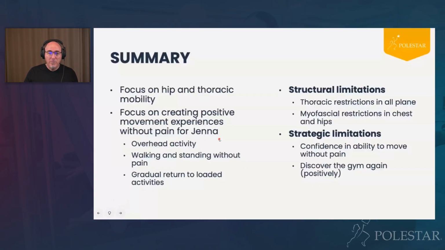All right, here's our summary, and I think this is where we'll finish up. Focus on hip and thoracic mobility, focus on creating positive movement experiences without pain for Jenna, overhead activities, walking and standing without pain, gradually return to loaded activities. You guys did such a great job of choosing all of these things. Structural limitations, thoracic restriction. This is where you guys talked about doing things like the foam roller and doing some blocked abdominal and low back activities. Myofascial restrictions in the chest and the hip. Strategic limitations, confidence and ability to move without pain, and discover the gym again. That would be my main goal, is to get her to start having some successful experiences in the gym.